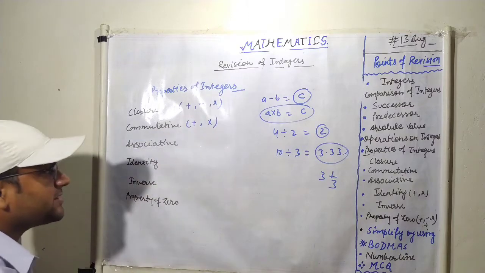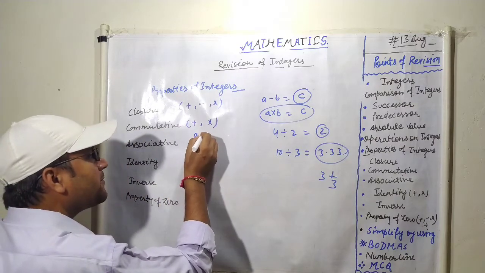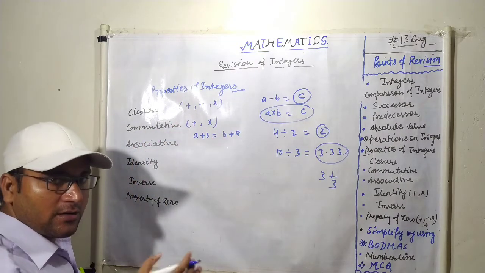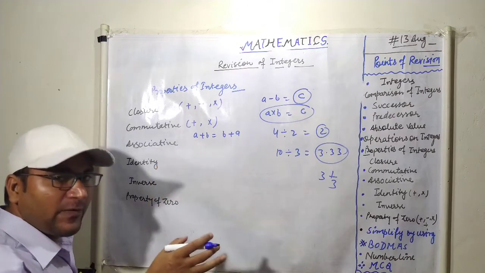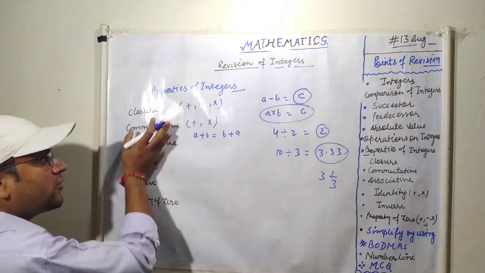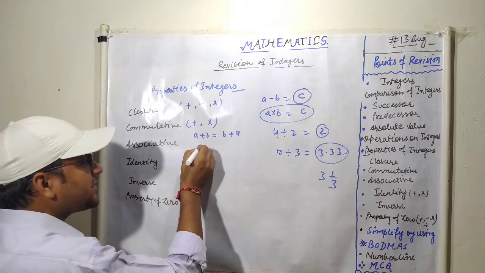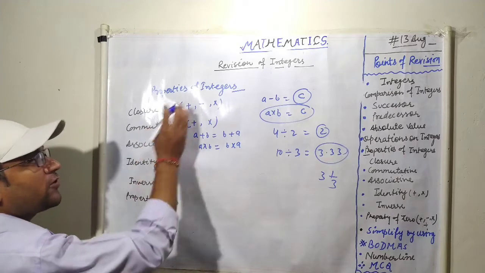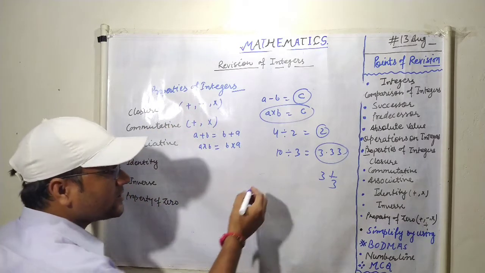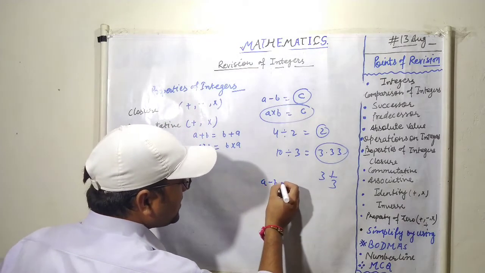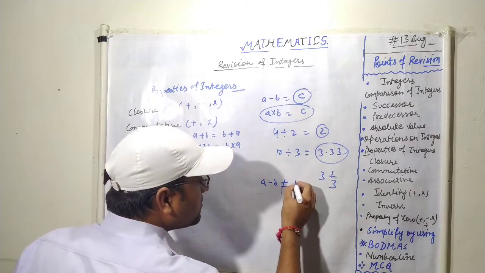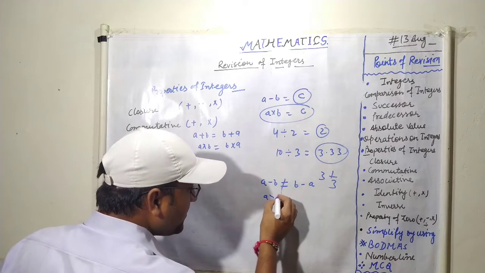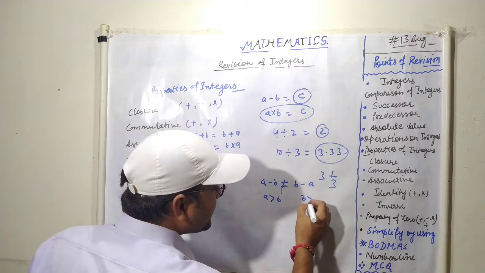This commutative property means that a plus b is equal to b plus a. If you change the order of the integers, you still get the same value. So it holds for addition and multiplication: a multiplied by b gives b into a. But it will not hold for subtraction and division, because a minus b is not equal to b minus a. In this case a is greater than b, but here b is greater than a.